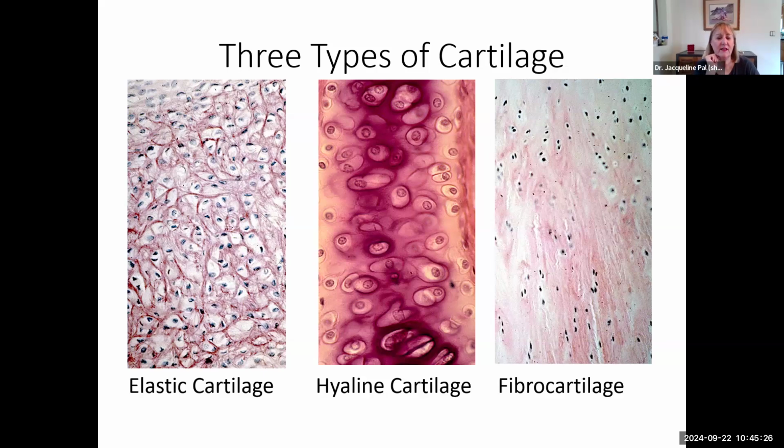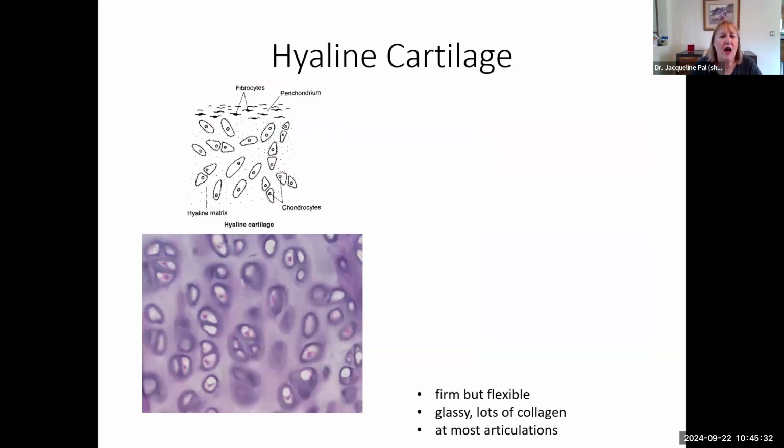All right, let's go through these in a little bit more detail than we did when we were talking about connective tissue. So hyaline cartilage, when you're looking at this picture of hyaline cartilage, if you were looking at a piece, you would have perichondrium on the surface where you would have fibroblasts and fibrocytes. You have lacunae in the center of which you are going to have a chondrocyte. And when we look at hyaline cartilage, it's firm, but it's flexible. It's glassy. It has lots of collagen in it, giving it some strength.